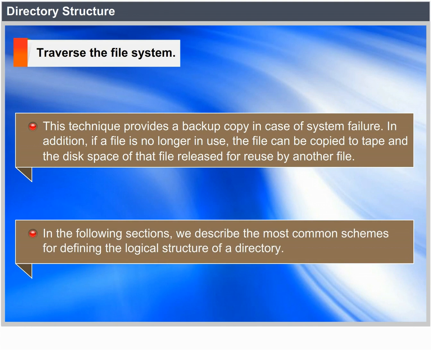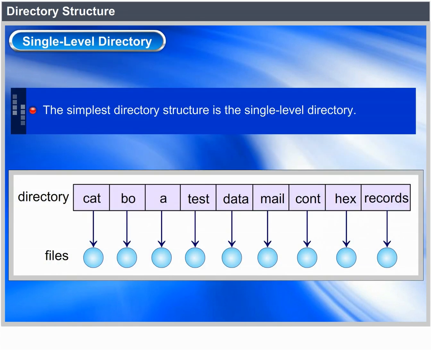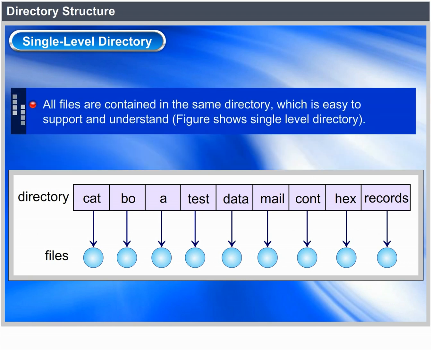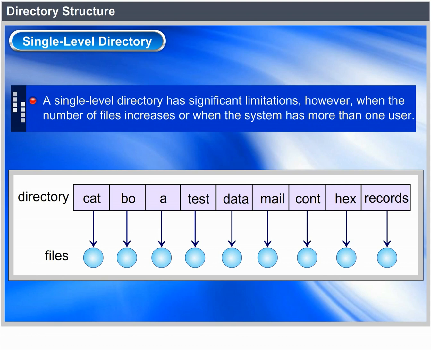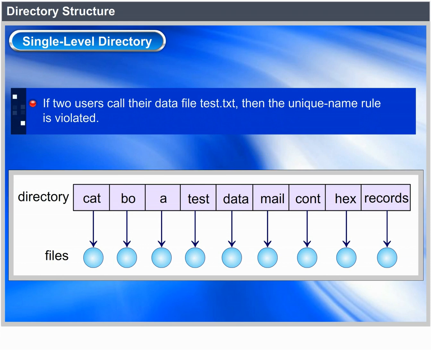Single-level directory. The simplest directory structure is the single-level directory. All files are contained in the same directory, which is easy to support and understand. Figure shows a single-level directory. A single-level directory has significant limitations, however, when the number of files increases or when the system has more than one user. Since all files are in the same directory, they must have unique names. If two users call their data file test.txt, then the unique name rule is violated.